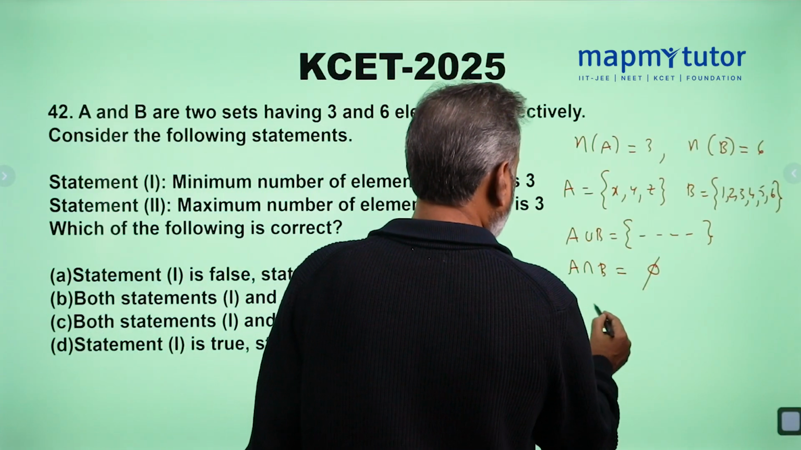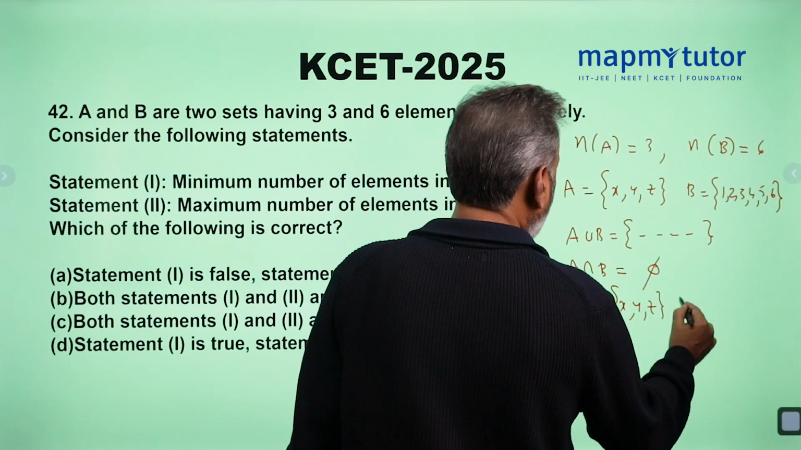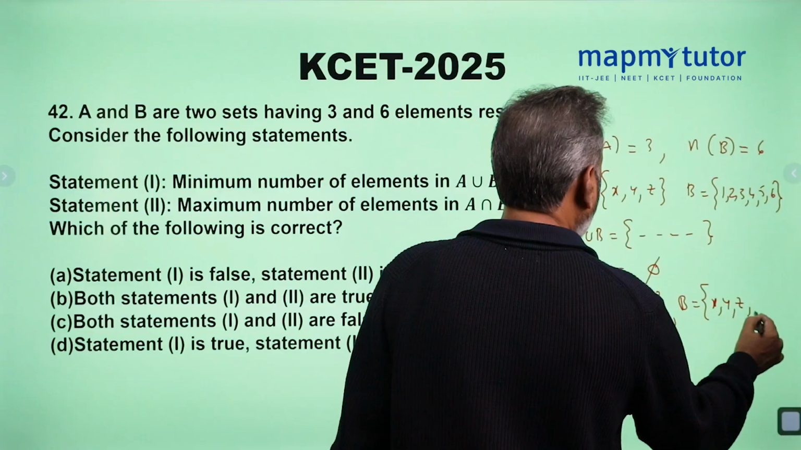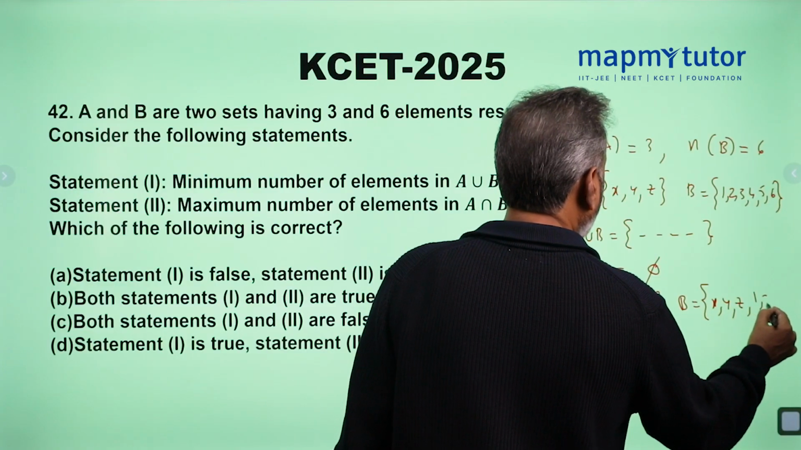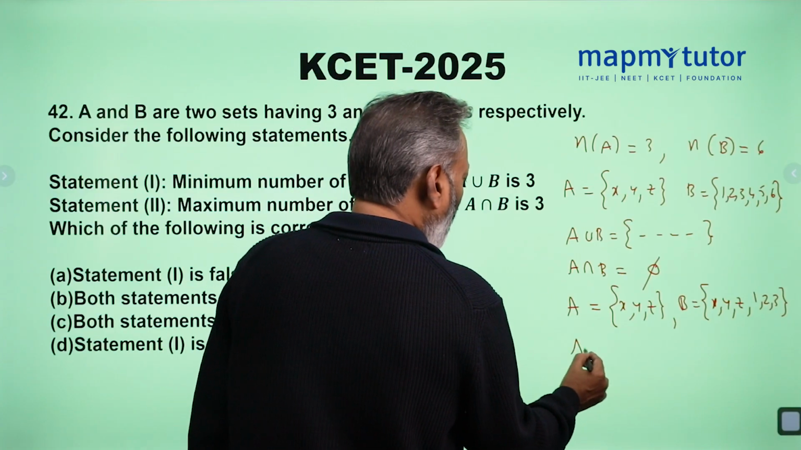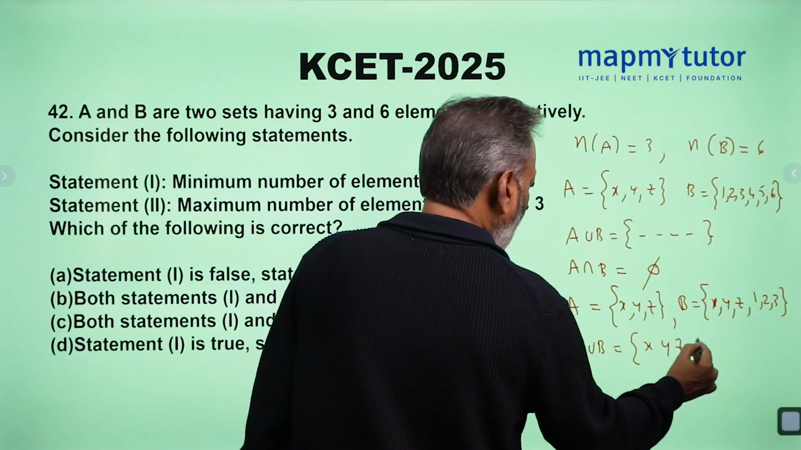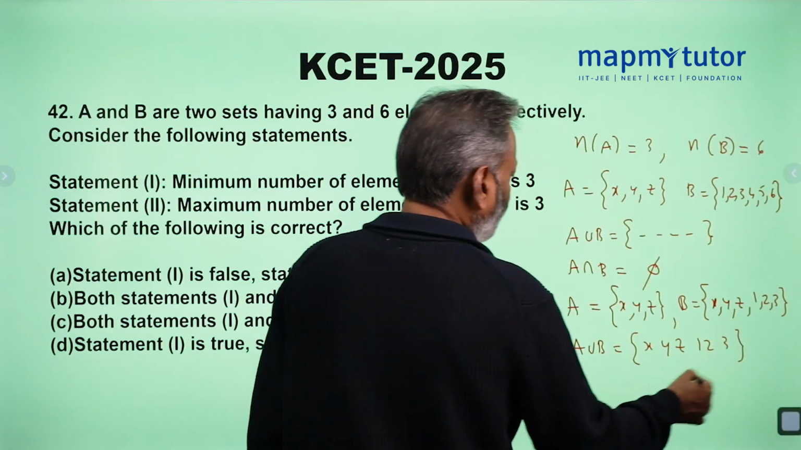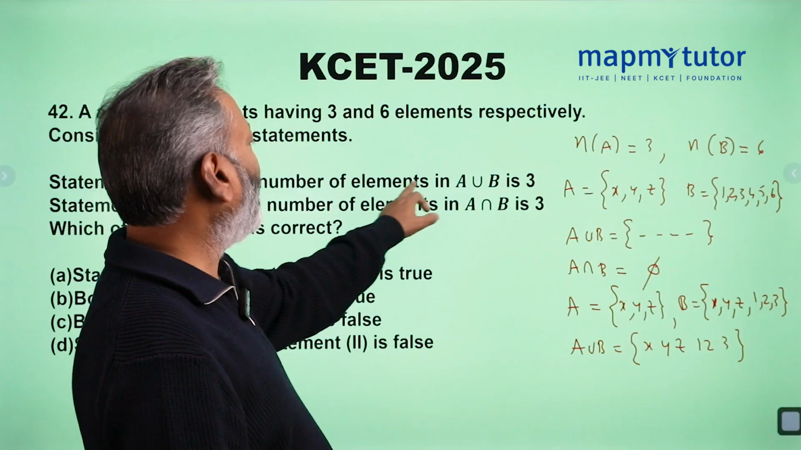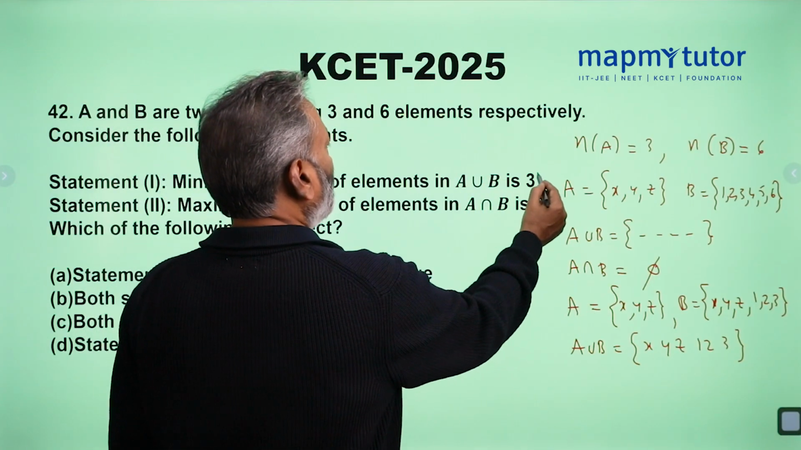Next example, another extreme. I'll take as usual A as x, y, z. Now I'll take the other extreme case where all these 3 elements are in common. Let us take this example: 6 elements again, but x, y, z are common. Now, what is A union B? You will have x, y, z, 1, 2, 3. That means how many elements are there? 6 elements. Therefore, the minimum number of elements in A union B is 6, not 3. That's why this is wrong.